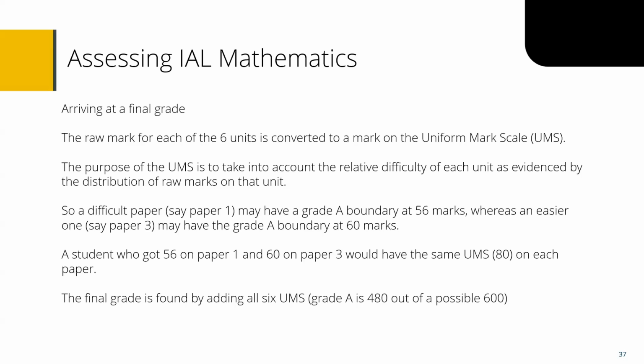So a difficult paper, say paper 1, may have a grade A boundary at 56 marks, whereas an easier one, say paper 3, might be at 60 marks. A student who got 56 on paper 1 and 60 on paper 3 will have the same UMS out of 80 on each paper. The final grade is found by adding all 6 UMS. So a grade A would be 480 out of the possible 600. And that's the procedure they use to make sure that the papers are aligned in terms of difficulty.